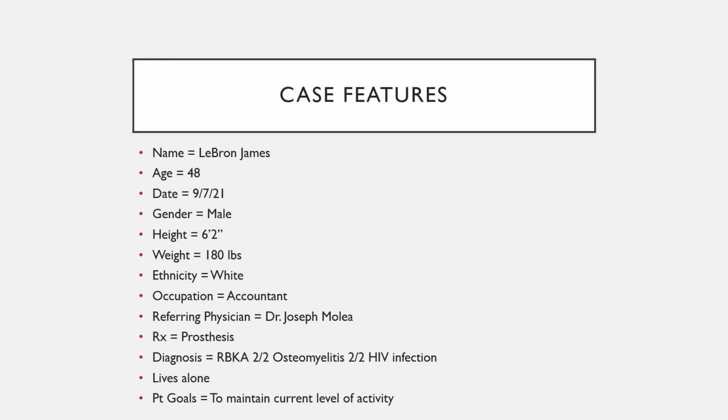And he is a right transtibial amputee, which is secondary to osteomyelitis, which is secondary to his HIV infection. So he also lives alone, and his goals are to maintain his current level of activity, which is that he currently takes frequent walks around his community, and he doesn't traverse uneven terrain as well. But that's what he wants to be able to do, is continue to take these frequent walks around his community.